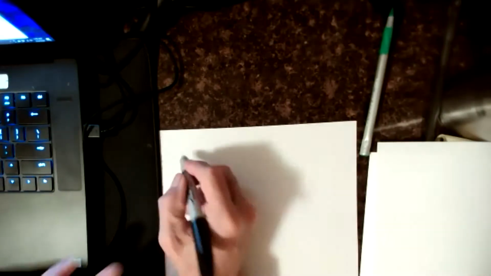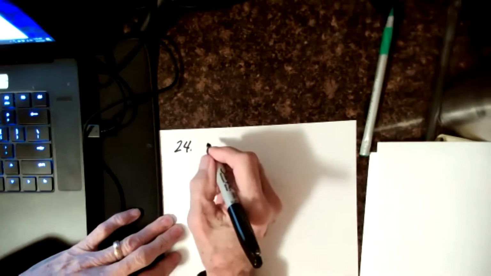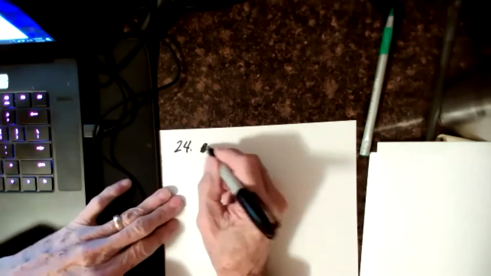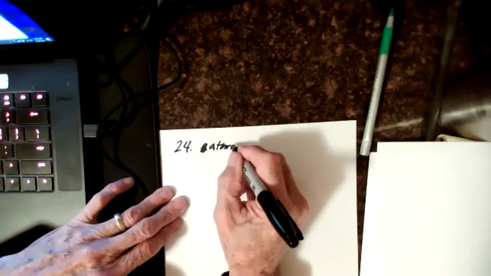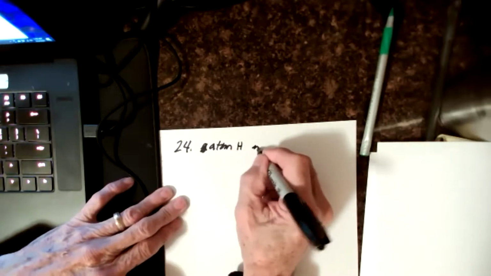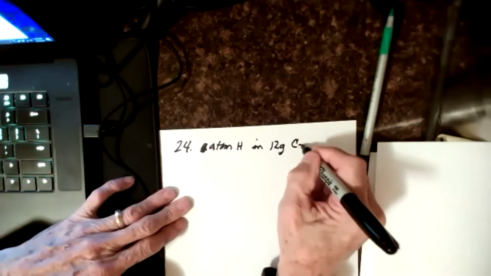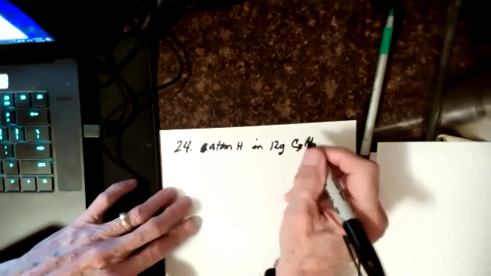Okay, number 24. We want to know the atoms of hydrogen in 12 grams of propane, C3H8, and we're given the molecular weight if we need it.